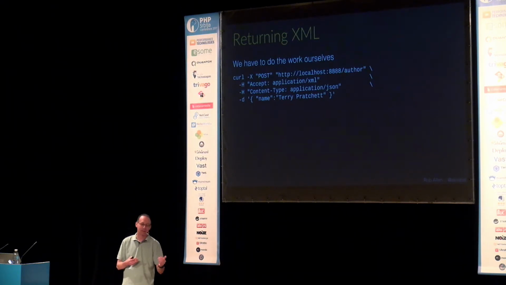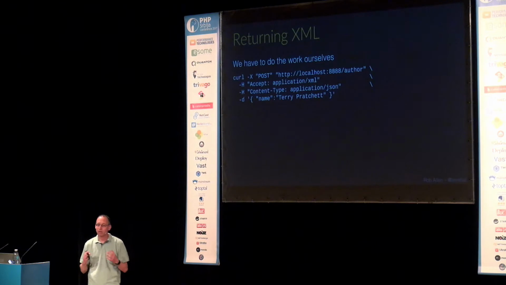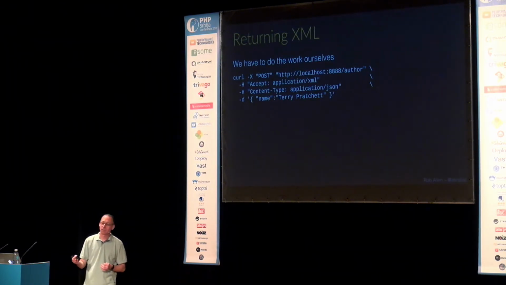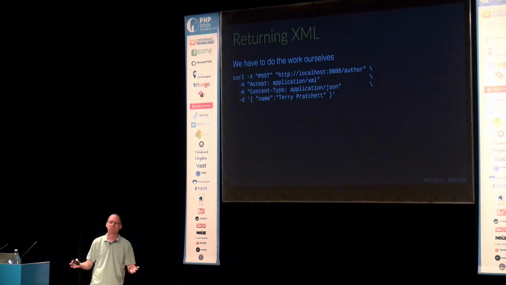Do you make the sub-elements in the array sub-tags? Do you make them attributes? There's more than one way to describe a PHP array in XML, so you have to do it yourself. Or you download a library from Composer, which is how the rest of us do it.